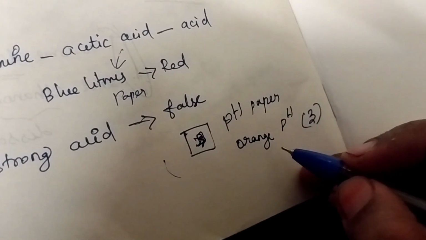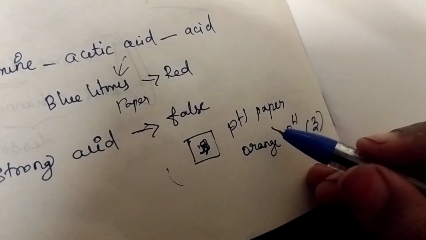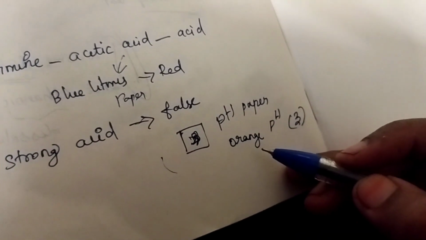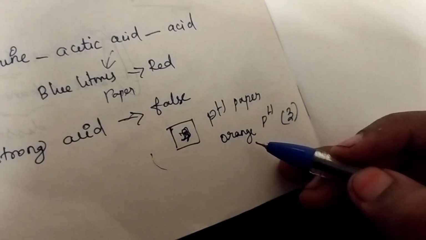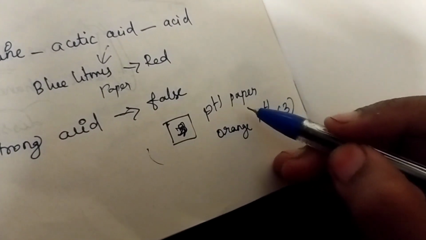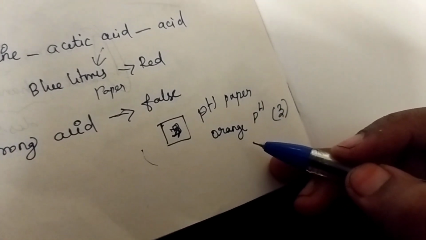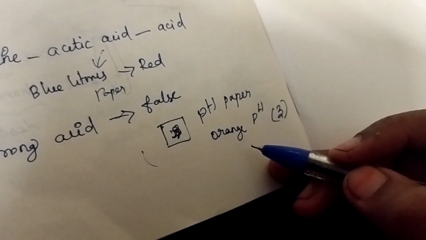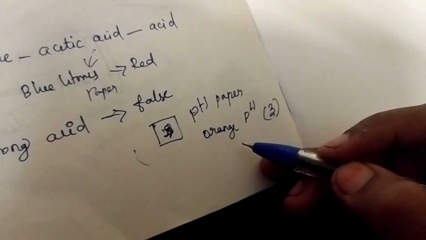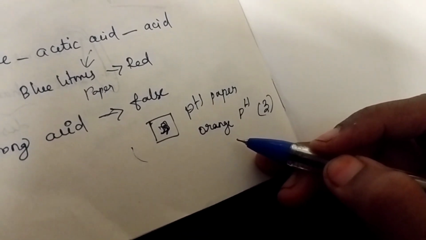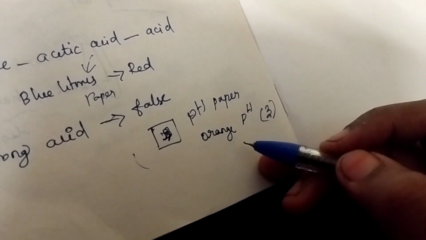If you want to know about this pH scale numbering, whether it is a weak acid or strong acid, weak base or strong base, and how to calculate the pH scale, in the previous video I explained that and I will give the link in the description. Kindly see that video. You can clearly know about the pH scale paper.